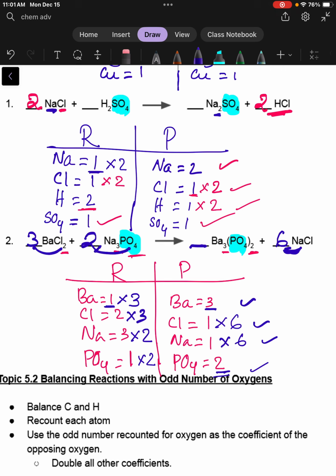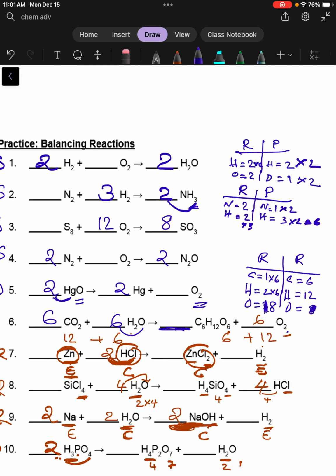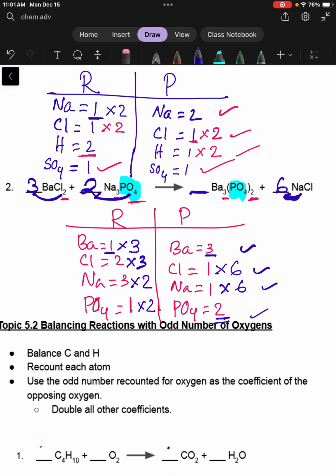And there is a blank, you don't need to write 1 there. If it is 1, that is always invisible. So now go ahead and practice the rest of that, which will be on the practice page.